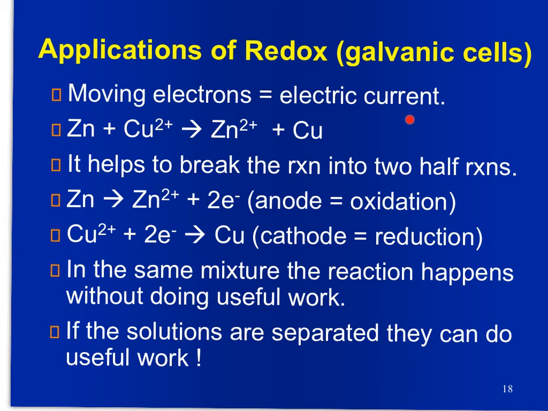equal electric current, and it helps to break the reaction into two halves. So we've already looked at how you break them into two halves and use that standard reduction potential chart. In the same mixture, the reaction happens without doing useful work, and if the solutions are separated, they can do useful work. So if they're in the same beaker, nothing happens, but if you separate it, you can get useful work. We're all about the useful, spontaneous work.